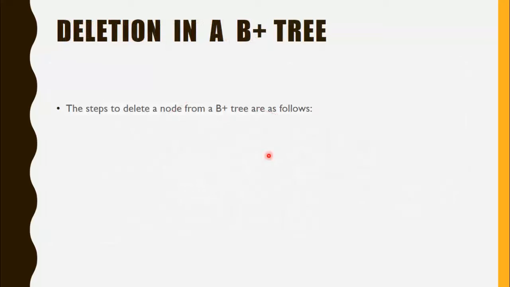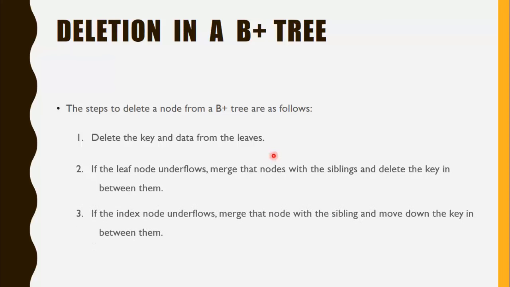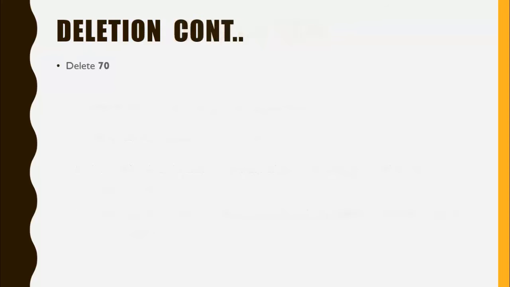Now we will go for deletion in a B plus tree. Deletion also contains some steps, which are as follows. Delete the key and the data from the leaves. Then if the leaf node underflows, merge that node with the sibling and delete the key in between them. If the index node underflows, merge that node with the sibling and move down the key in between them. So we will check an example for deletion in a B plus tree.